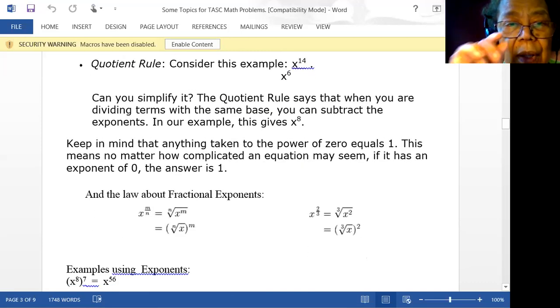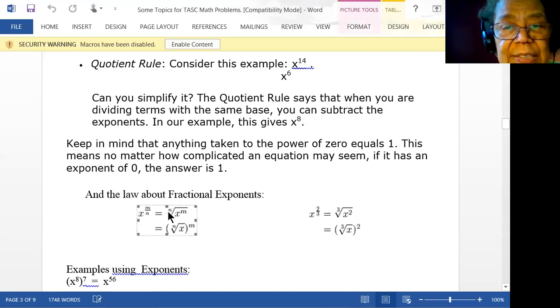Okay? Now, about fractional exponents, and I gave you some examples here. Inside the radical, you have the power that the variable or number is raised to, and then outside you have the root of the number. Okay, so this is x to the m and then the root of n. So x to the 2/3, that number that's there in the numerator is within the radical, that's the power, and outside is the number that's in the denominator.